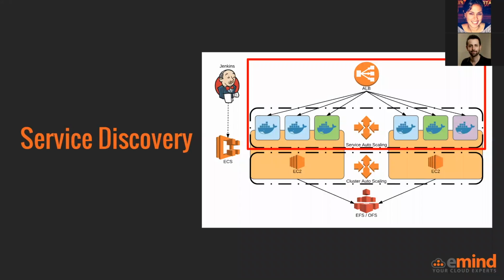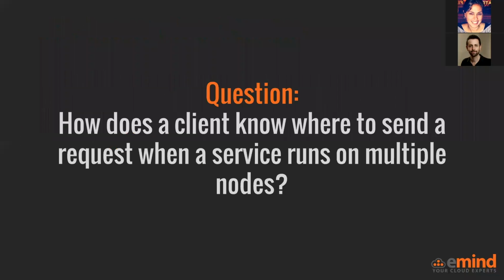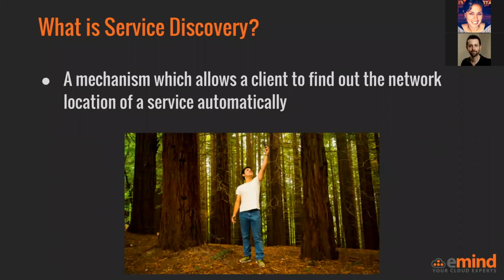Now let's talk about service discovery. Question: how does a client know where to send a request when a service runs on multiple nodes? Now, service discovery is a mechanism which allows a client to automatically figure out where to send a request when communicating with a service. This might sound complicated, but as a matter of fact, you're probably already familiar with at least some service discovery solutions. Let's see what this is all about.